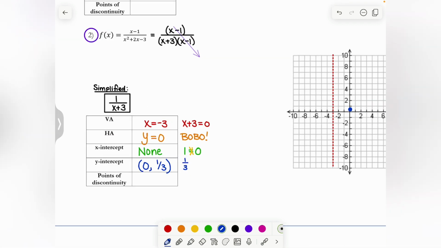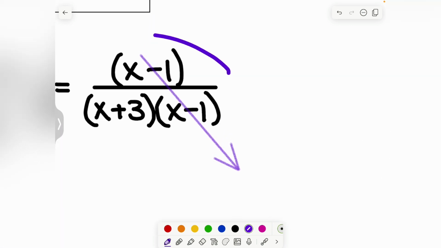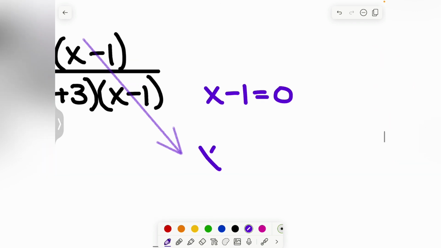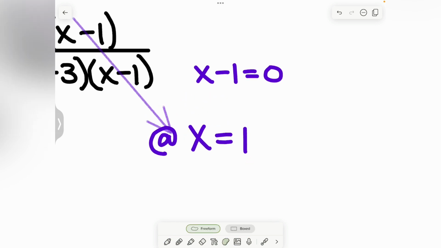Here's the new part. Now we have to go back and find where is that point of discontinuity, or where is that hole. So we have to do 2 steps to find the hole. We need to identify the x value, and then we need to find the y value. So to identify the x value, you actually go back to this canceled factor. Whatever that matching factor is that canceled out, you want to set it equal to 0 and solve, kind of like a vertical asymptote. So at x equals 1, at x equals positive 1, because I just added that 1 over to the other side, there is a hole.